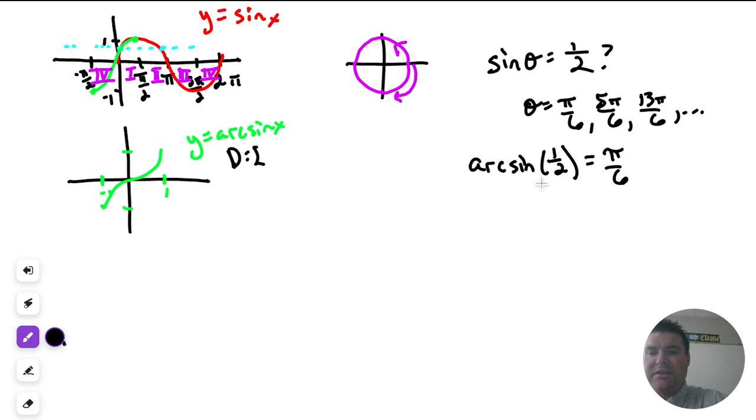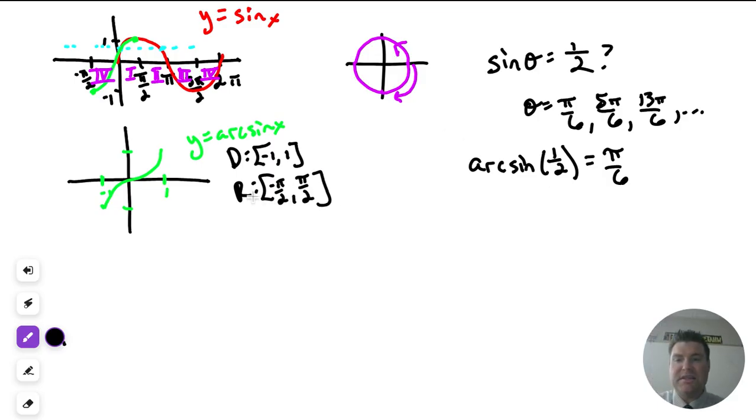The domain is from -1 to 1, and the range is negative pi over 2 to pi over 2. So our answers can only be inside of this. If I'm asking you any value between -1 and 1, our answers have to be between negative pi over 2 and pi over 2. Got it?